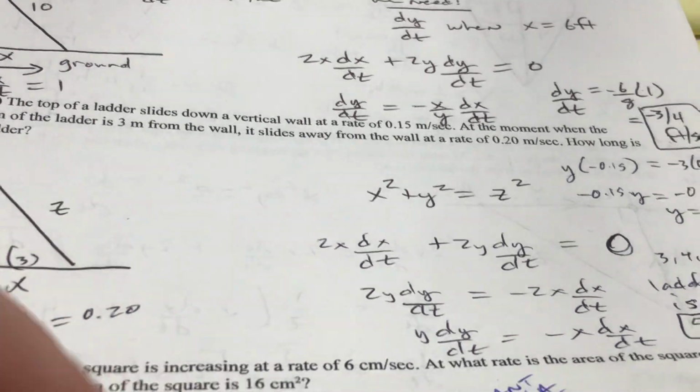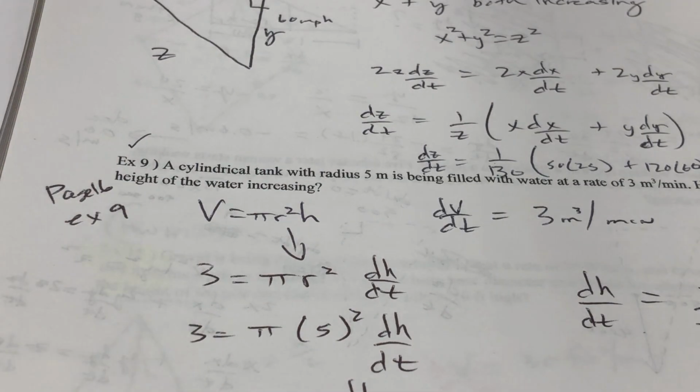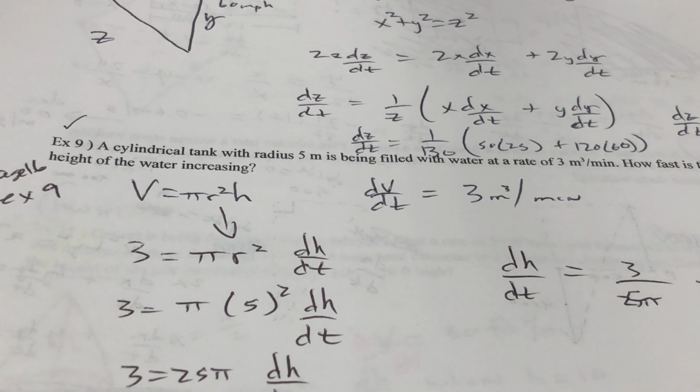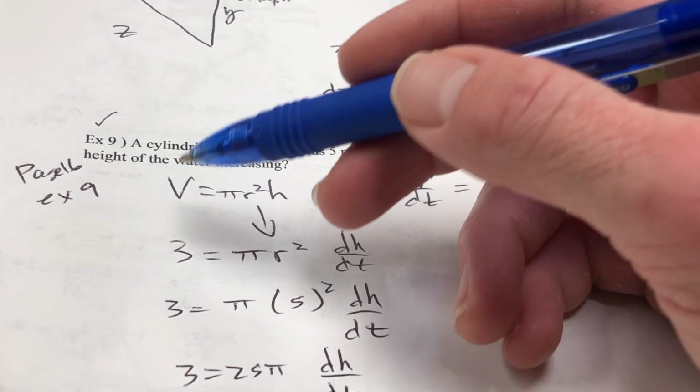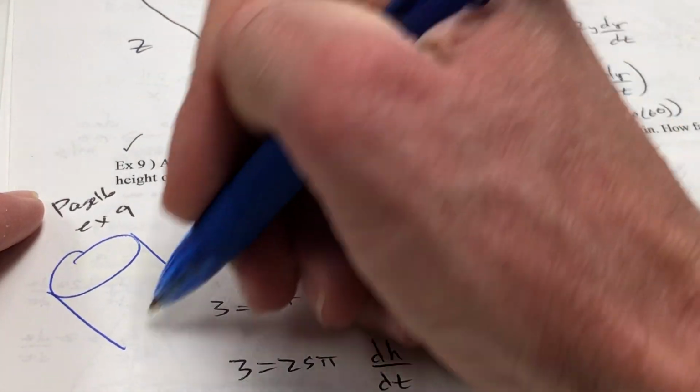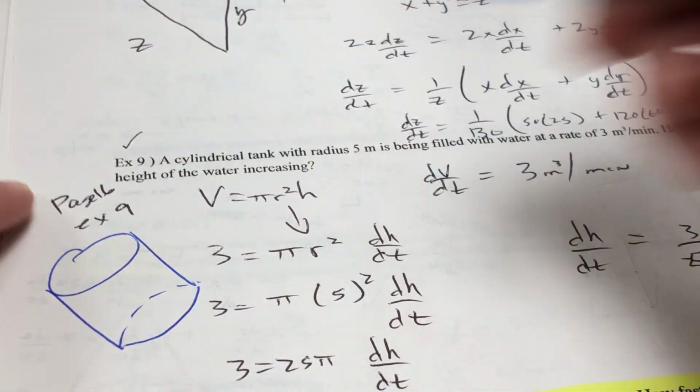All right, we're going to look next at 9 followed by 10. Number 9: a cylindrical tank with radius of 5 is being filled with water at a rate of, blank, derivative. How fast is the height of the water increasing? Now, you're like, oh man, I've got 3 different variables here. We actually don't with the cylinder. Actually, this is the first time we've talked about the cylinder.